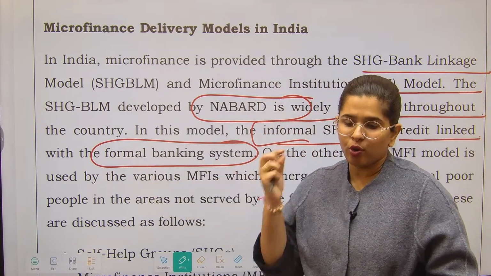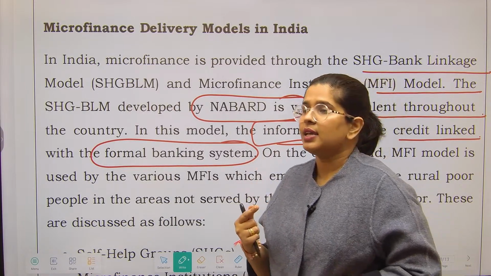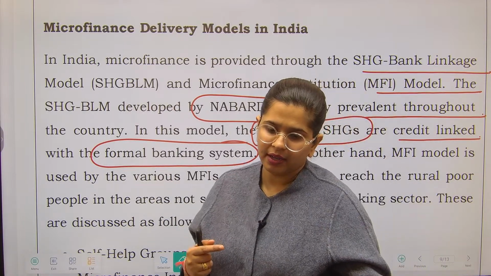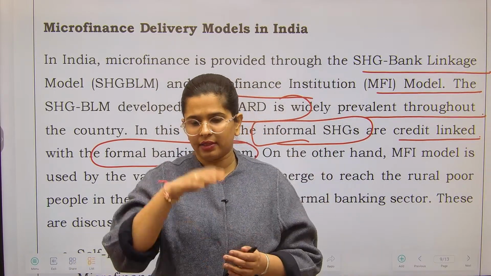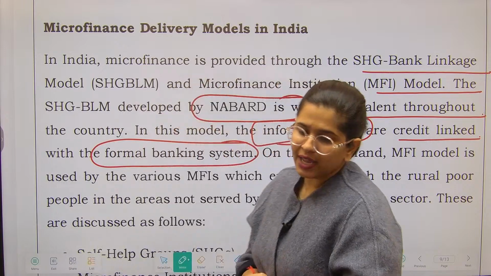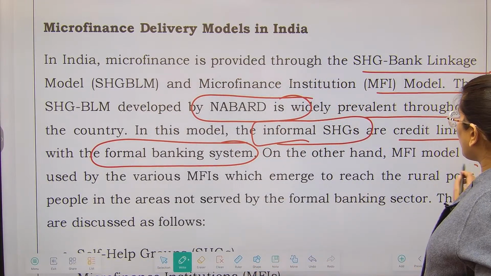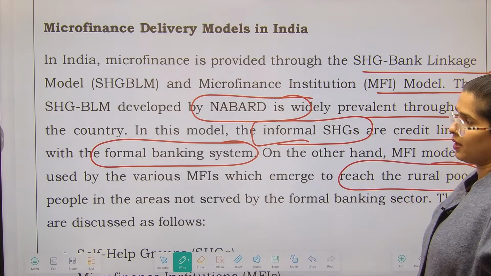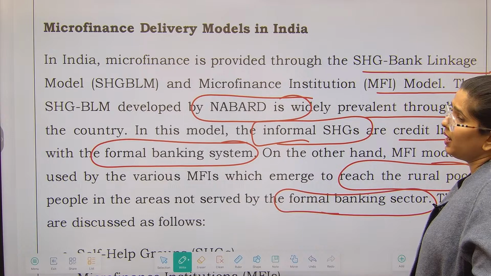So we have two models to provide microfinance. Number one is the scheme-related part, that is the self-help group and bank linkage program under NABARD, and the other one is microfinance institutions, right? Microfinance institutions are used by various institutions who want to reach rural poor people in areas and those who are not served by formal banking.